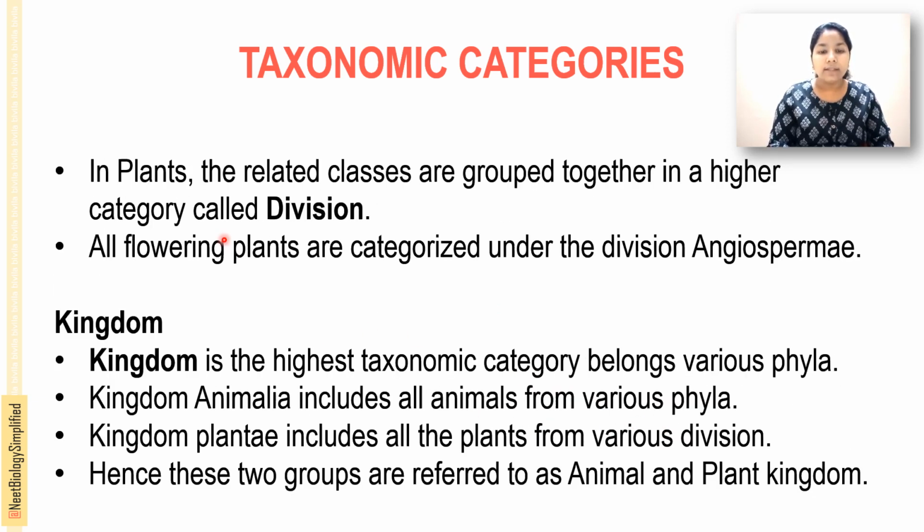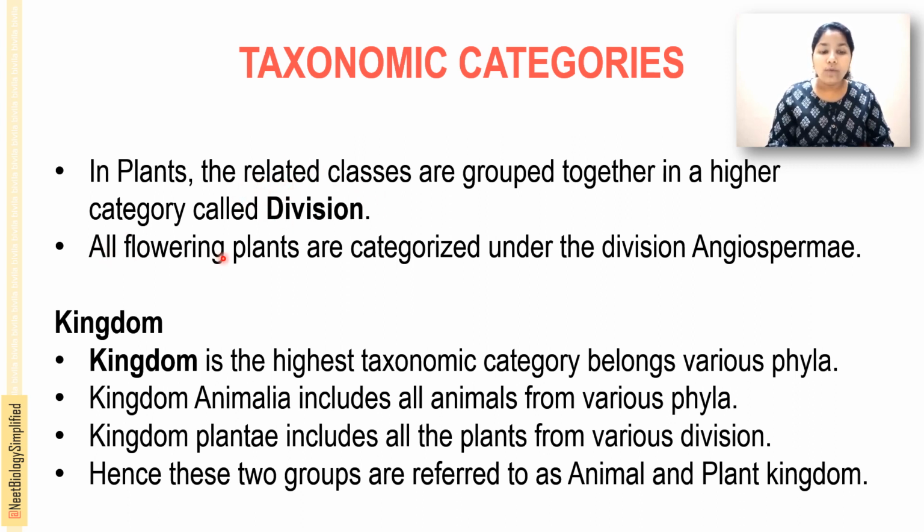And in plants, related classes are grouped together in the higher category called division. So in the case of animals, the higher category is known as phylum, and in the case of plants it is division.